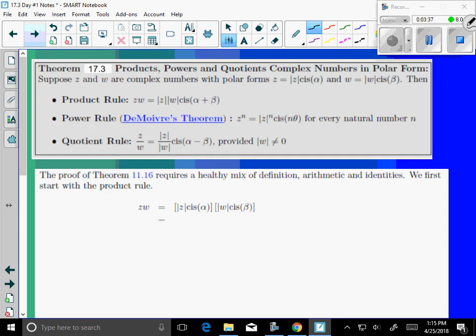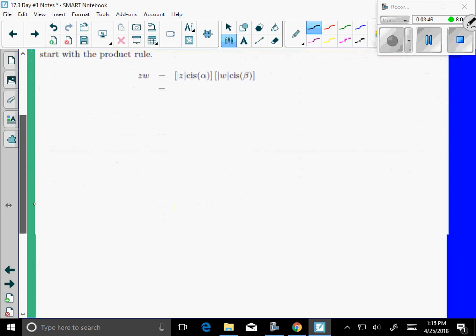All right, here we go. So we got the product rule, which we covered on the last page. We got the power rule. We got the quotient rule. So I'm going to prove the product rule.